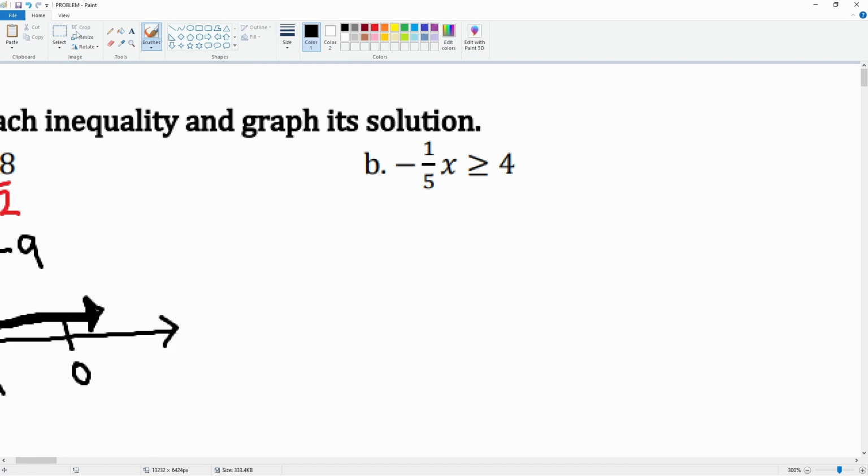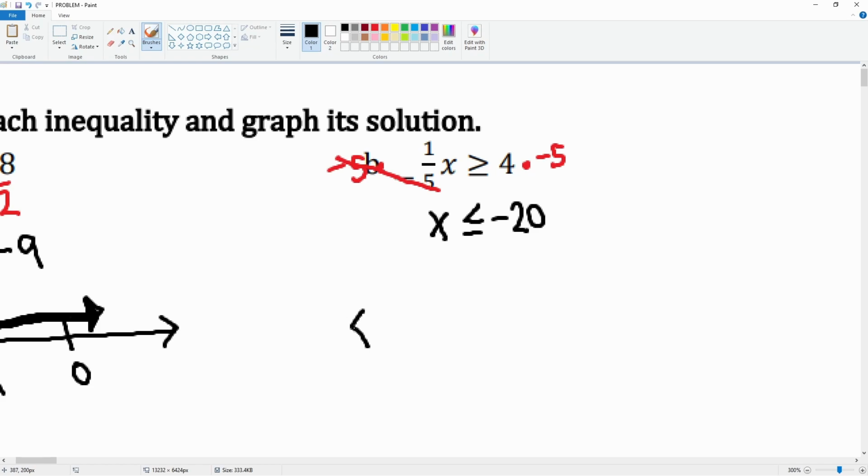All right, for this one, it is better if we see this negative, let's say, I'm going to put it on the bottom here, okay? So I'm going to multiply both sides by negative 5. This cancels, leaving you with just an x. This inequality flips because you're multiplying by a negative number, and this becomes negative 20.